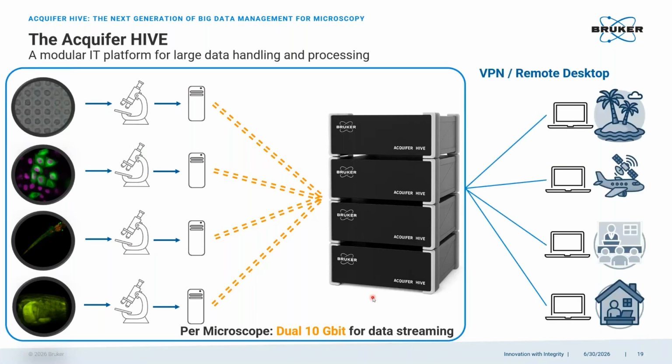All the different users of the different systems can connect to the Hive, usually using remote desktop, either in the local network or using VPN applications. It comes with a built-in VPN application, so you can access the data from anywhere where you may work or wish to work.